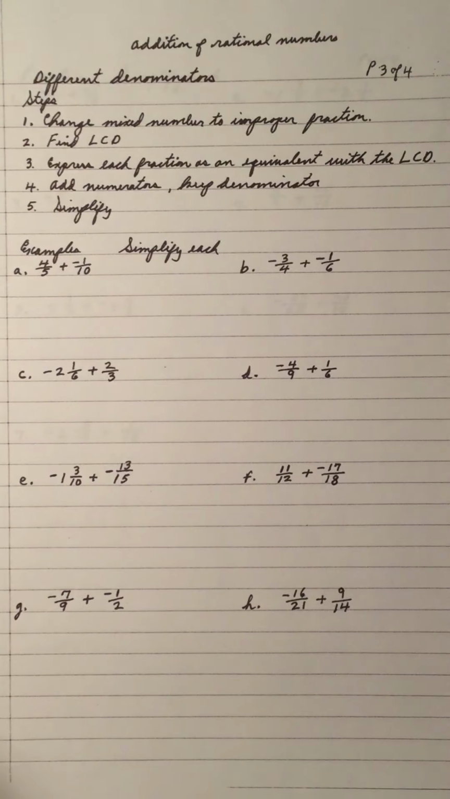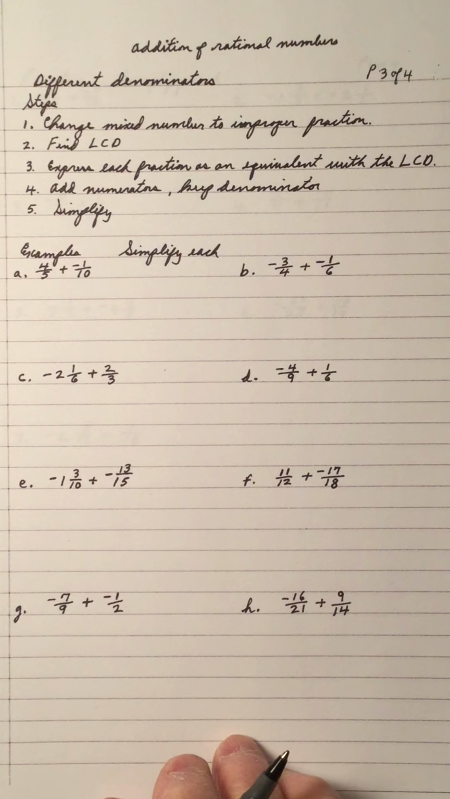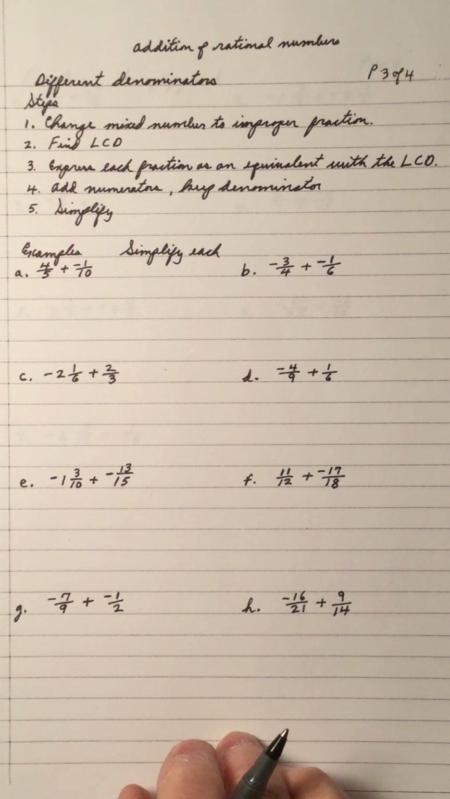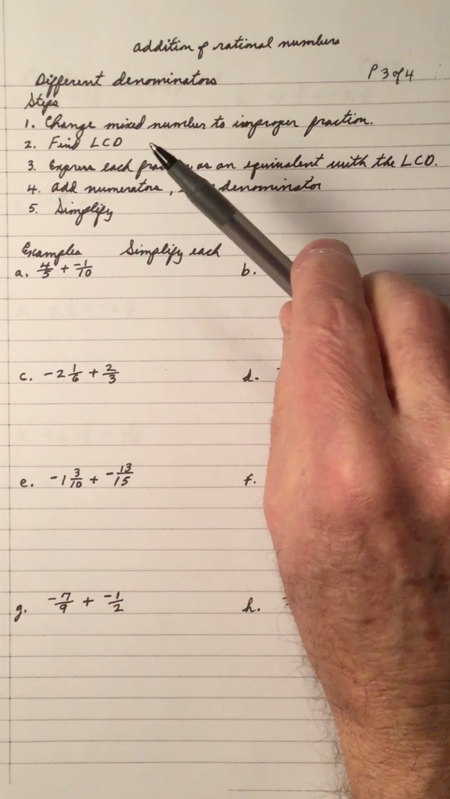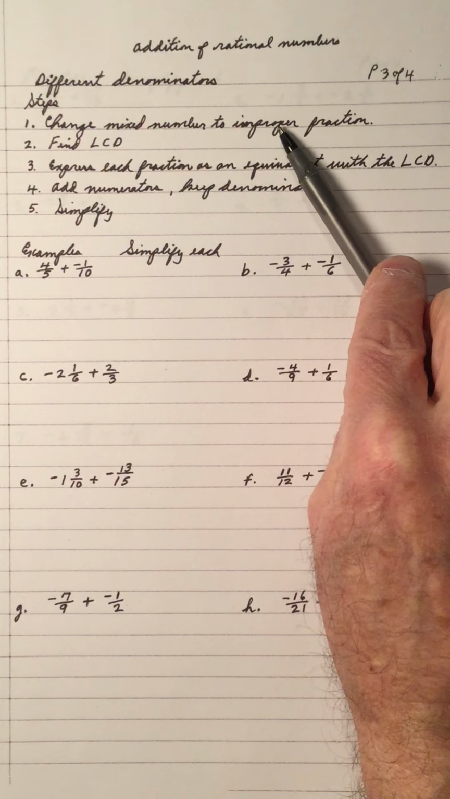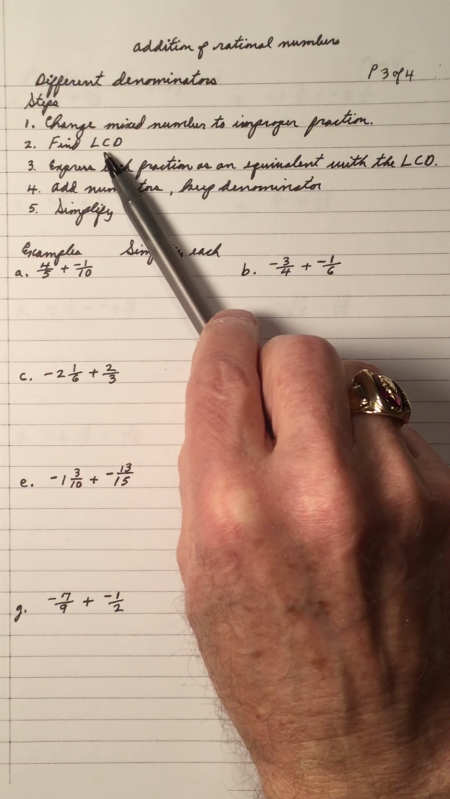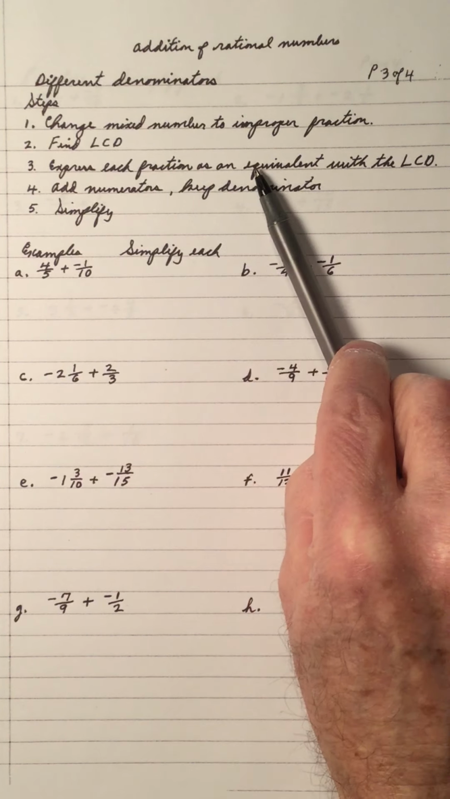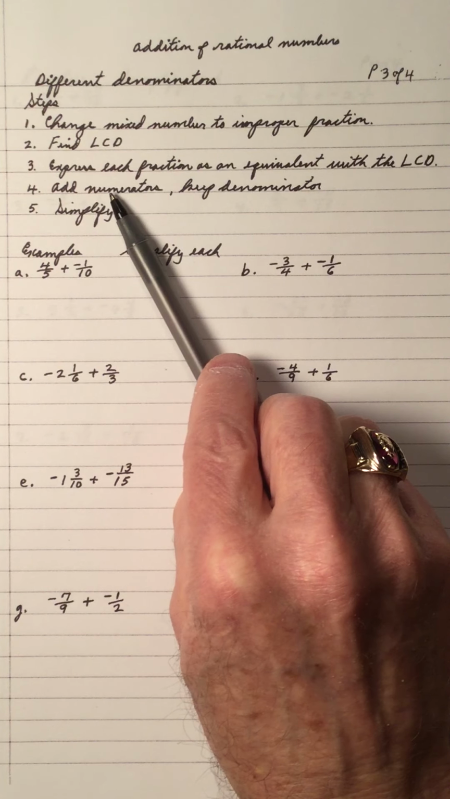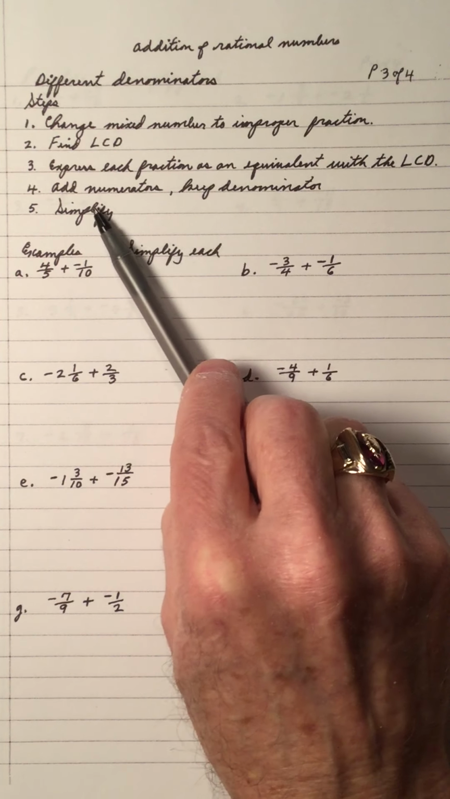Let's continue. What about adding when you have different denominators? We still change our mixed numerals to improper fractions. We find the LCD. We write equivalent fractions for each of the fractions we have with that LCD. Then we follow the addition rule, add the numerators, keep the denominator, and simplify.